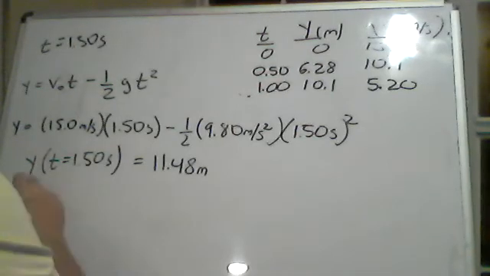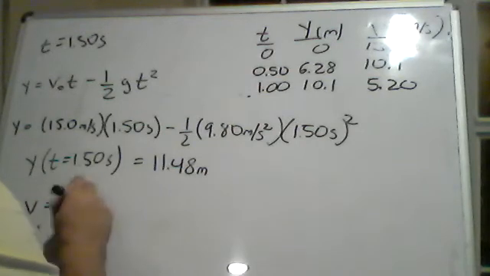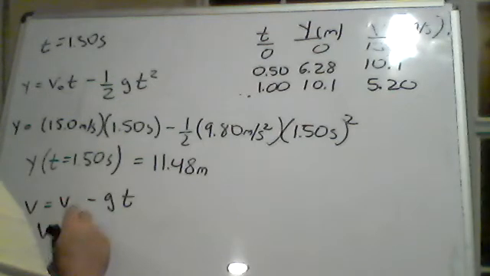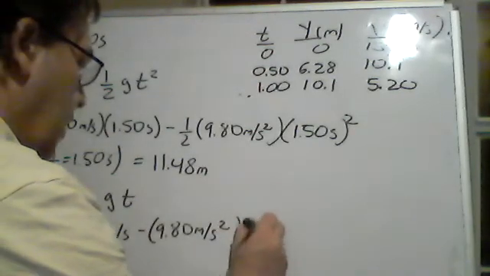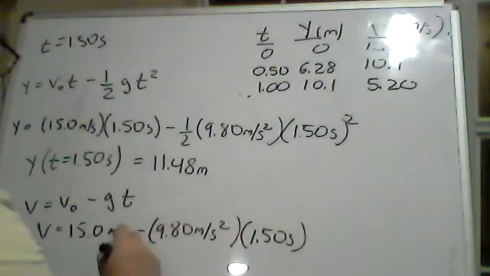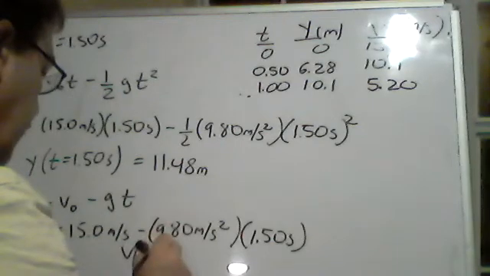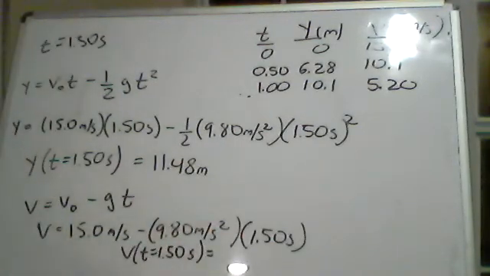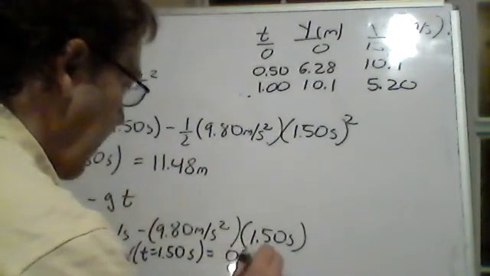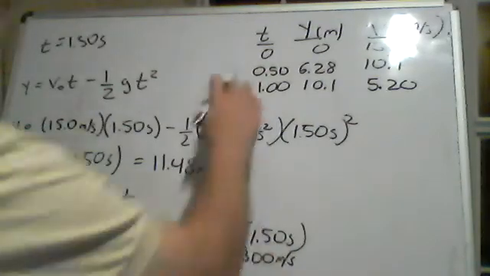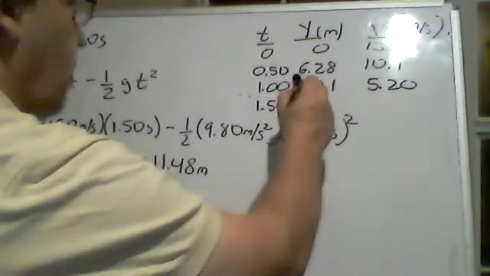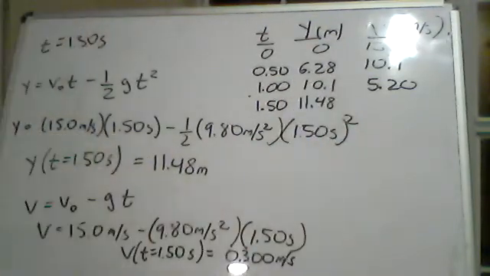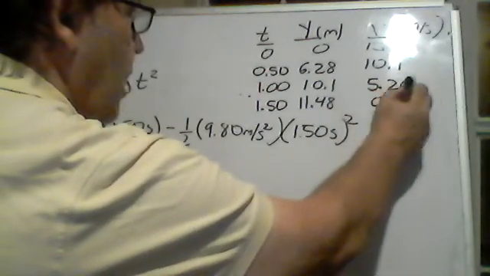If I look at the velocity, the velocity will be v naught minus gt. The velocity will be 15.0 meters per second minus 9.80 meters per second squared times 1.50 seconds. I will find out that my velocity at t equals 1.5 seconds is going to be 0.300 meters per second. That means I'm almost stopping, but I'm still barely climbing. If you look at the time, I add on to my old table here, 1.50 seconds. I've only gone from 10.1 now to 11.48. So I'm really slowing down in this interval, and my velocity now is barely even moving. I'm almost stopped.